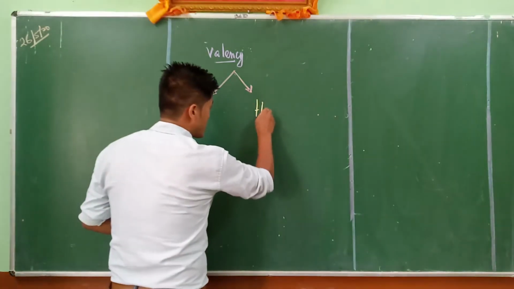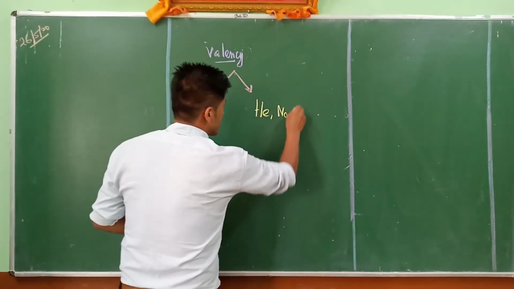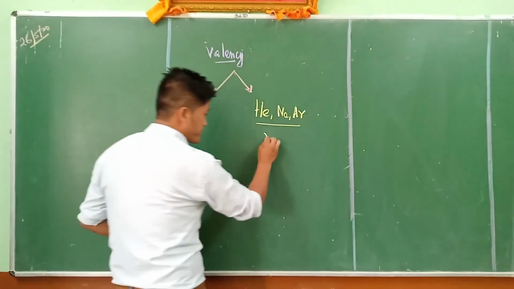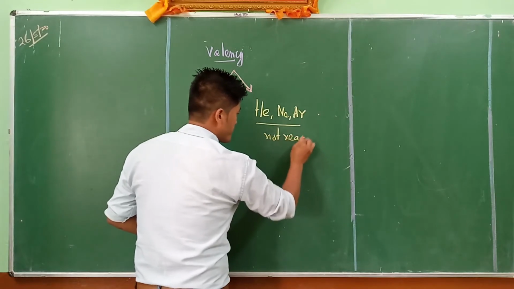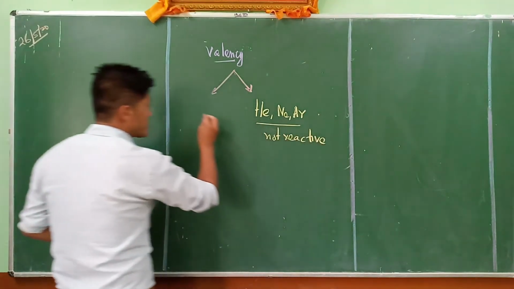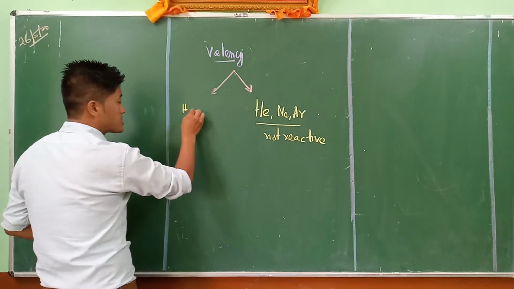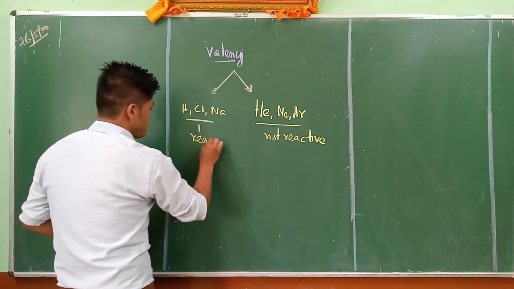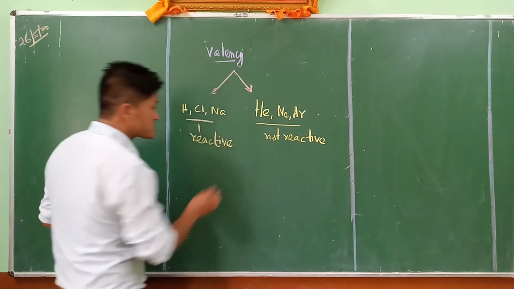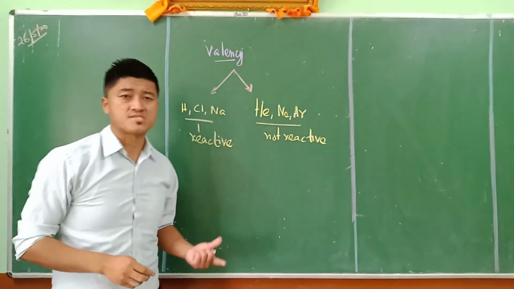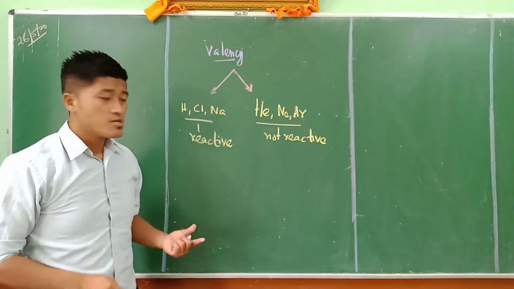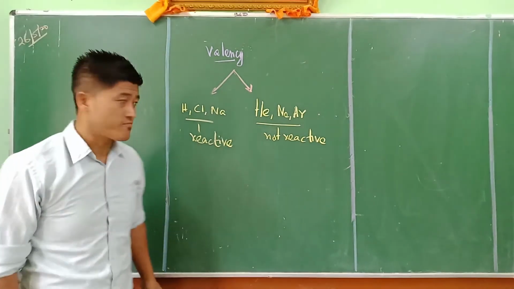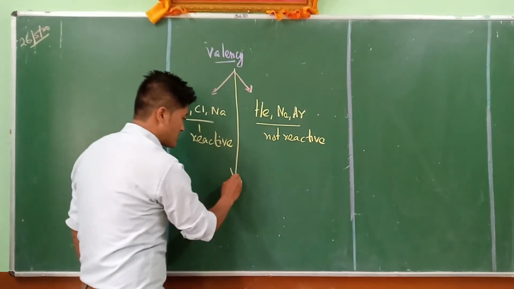Helium, neon and argon are not reactive at all. But hydrogen, let's say chlorine and sodium, are very reactive. Understand? So why is there such a huge difference? If we want to know why some are reactive and some are not, it is important for us to study valency here.